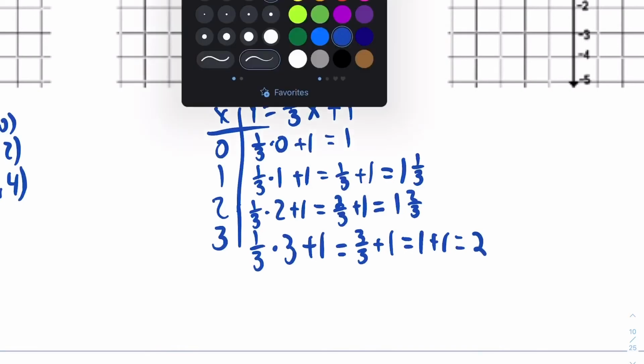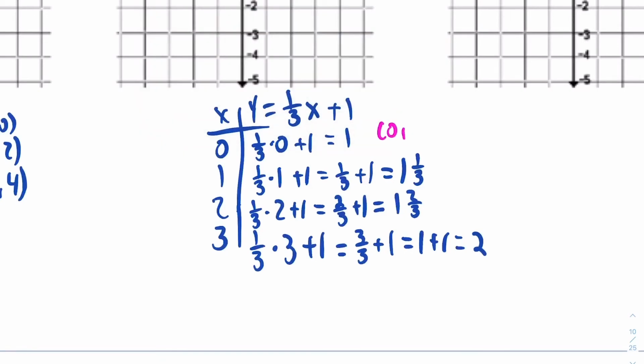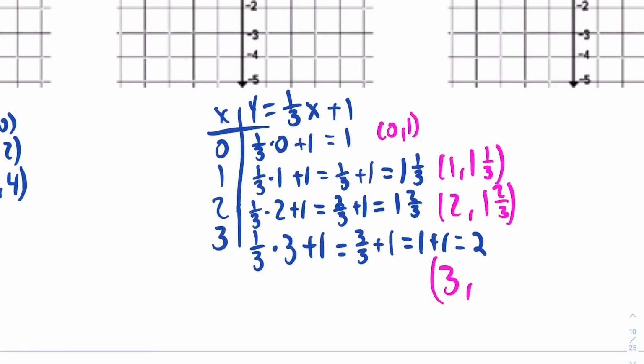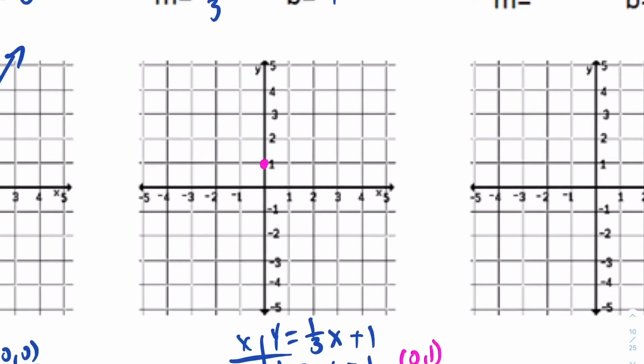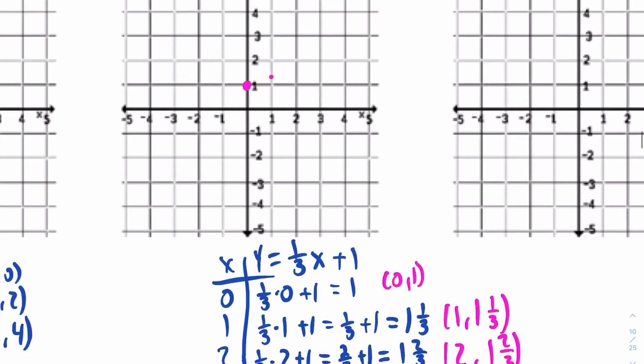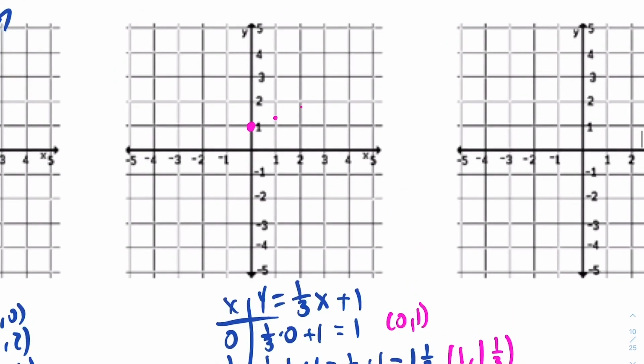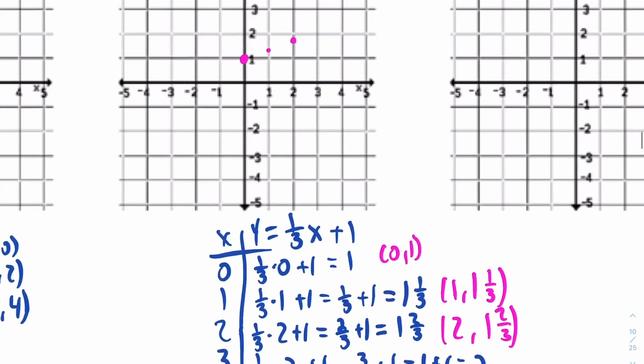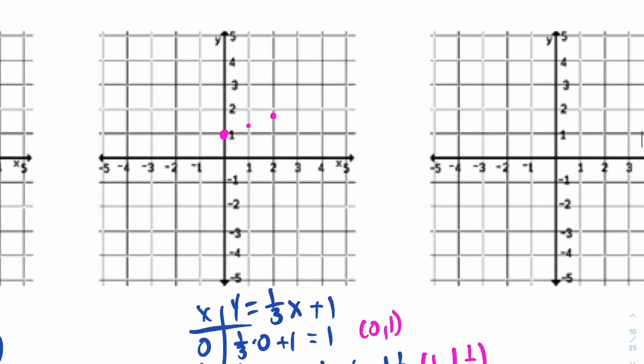Our coordinates are 0, 1; 1, 1 and 1/3; 2, 1 and 2/3; and 3 for x, and 2 for y. Let's graph these. 0, 1; 1, 1 and 1/3; 2 is with 1 and 2/3; and 3 is with 2.